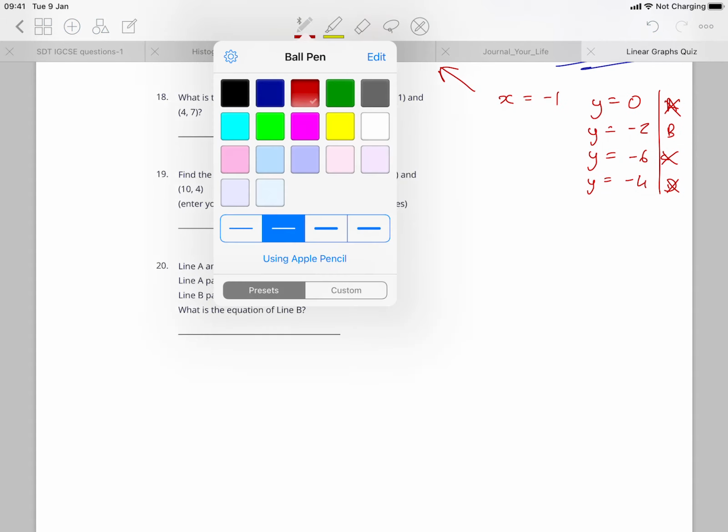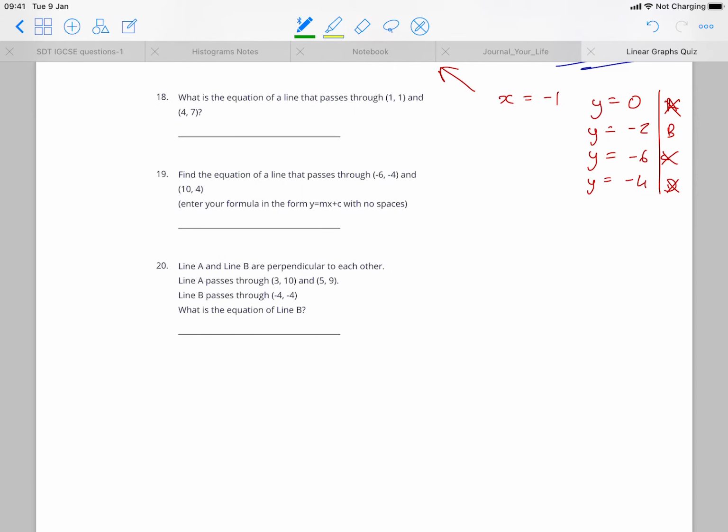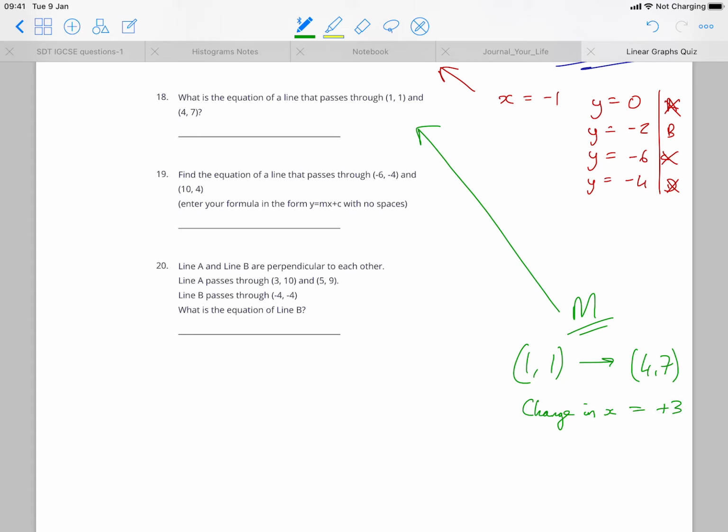Okay, next question. It says, what is the equation that passes through both (1, 1) and (4, 7)? So the first thing we need to do is find our gradient. We know it goes from (1, 1) and becomes (4, 7). So the x value has changed by 3. The y value, sorry, the change in y is going to be 1 to 7, which is 6. So the gradient, we know, is the change in y divided by the change in x.